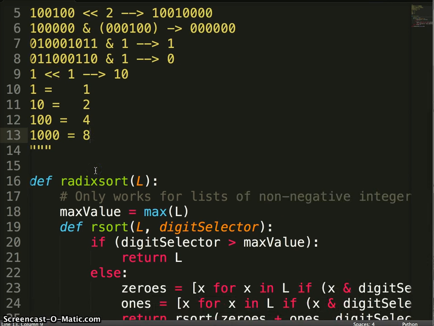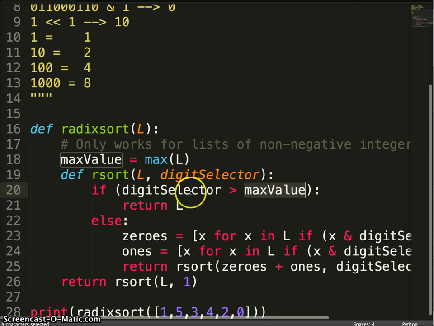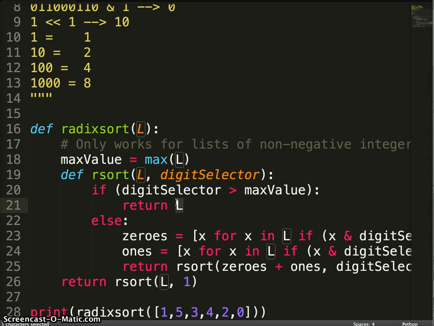And so we know that we're done because in binary, for this given length of digits, the largest possible number is going to be the 1 in the front. So if we've gotten the max of L, we want to basically say, okay, have we reached a number? Is our digit selector greater than the max value? That means that we've probably checked all the digits inside of L, and so we're done. So we know that we've checked all the digits and put them into the buckets and done this whole thing recursively. And so we essentially know that we're done, and we return L because it's already sorted.